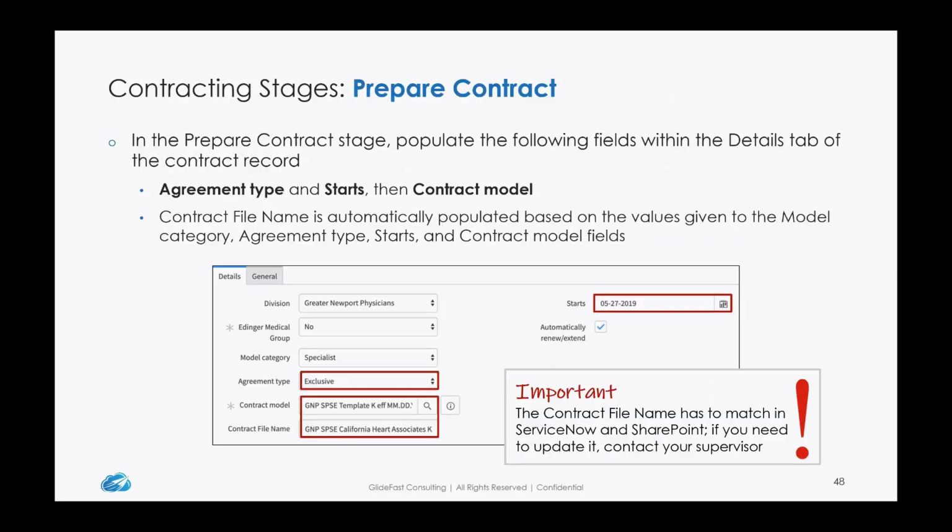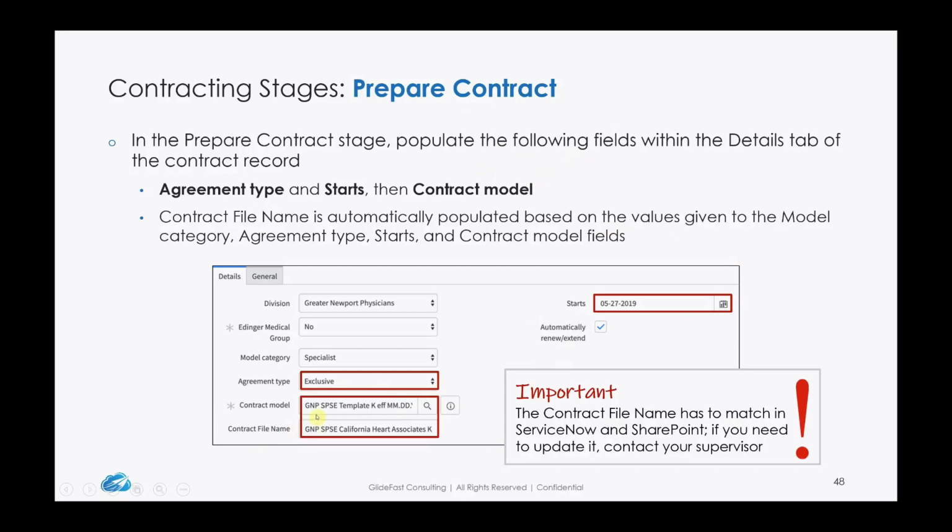In the prepare contract stage, what you'll want to do is populate the following fields within the details tab of the contract record. Agreement type, which you can see here, then starts, and then contract model. Contract file name is required, but it is automatically populated based on the values given to the model category, agreement type, starts, and contract model fields.